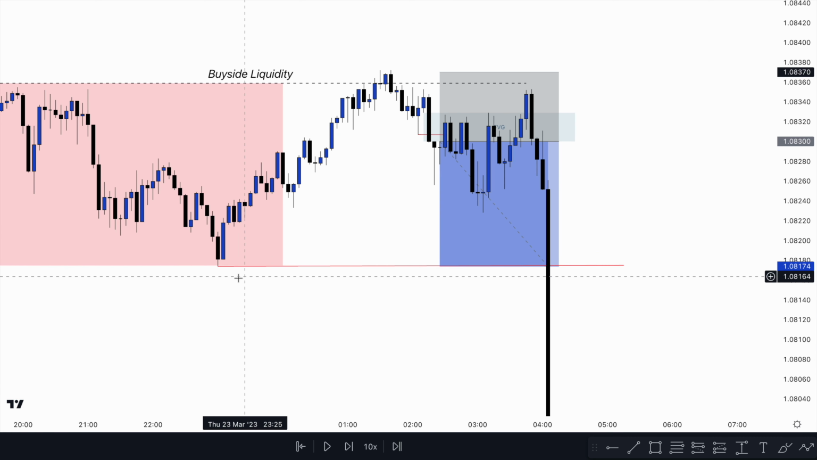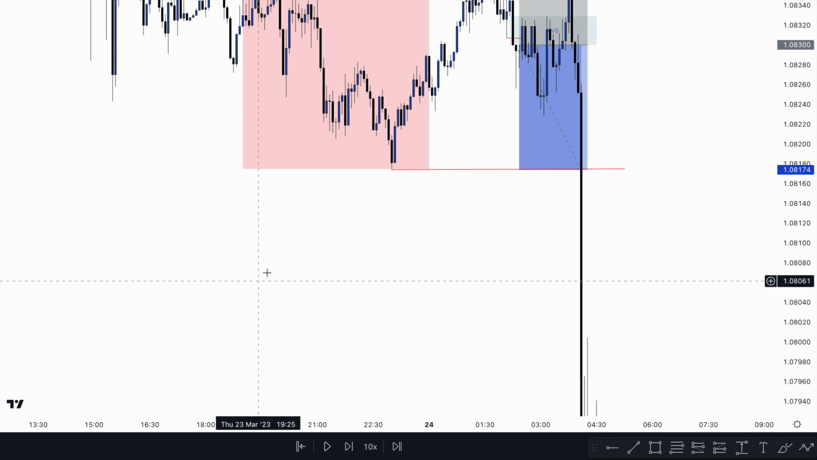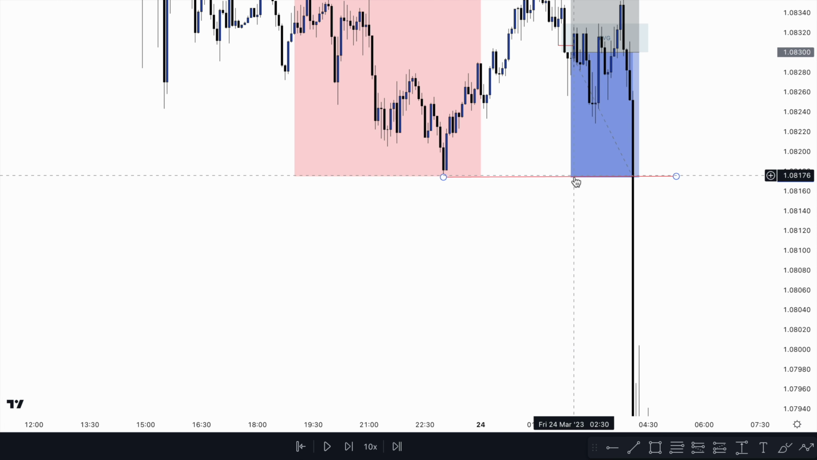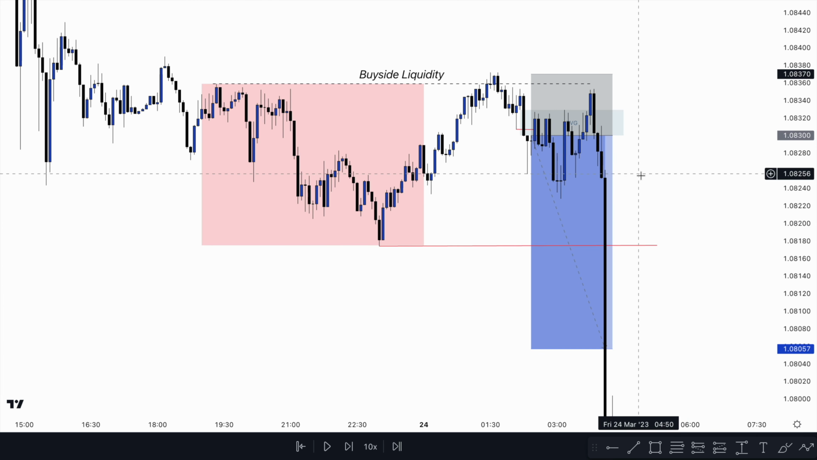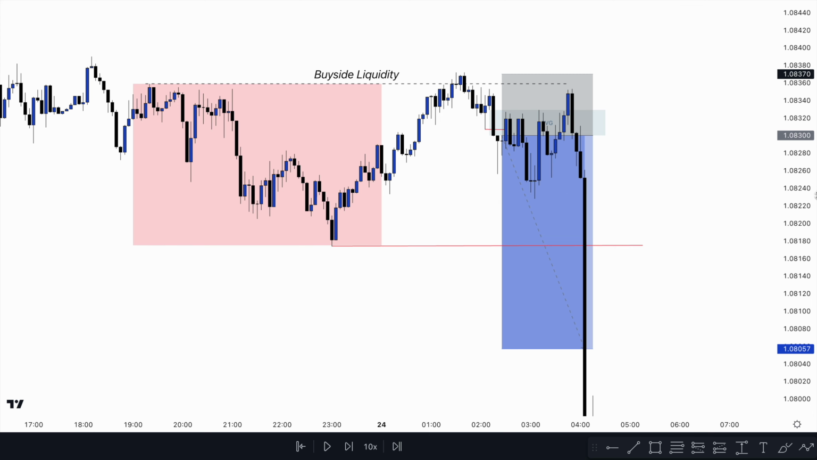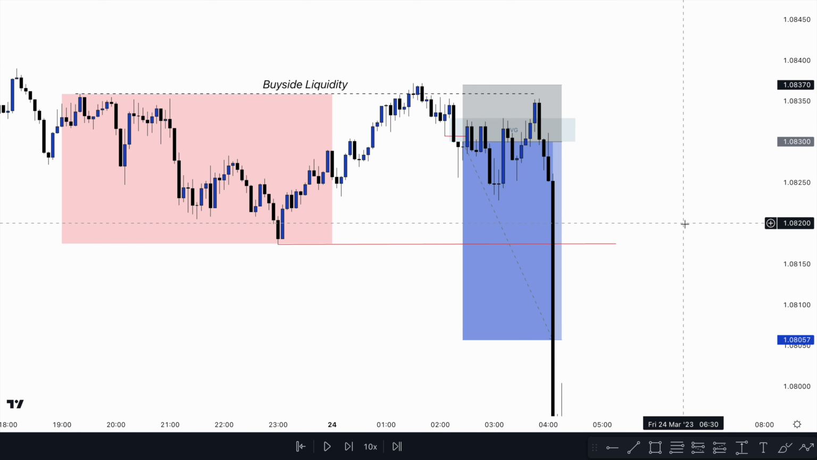And as you can see, Asian low gets smashed. This was our entry, and if you want to target some previous liquidity back there, you could have even gone for a higher risk to reward, but I'm happy. I don't want to be too greedy. I'll take a 1 to 2 risk to reward, and yeah, move on with the trading day. And that is the strategy in a nutshell.